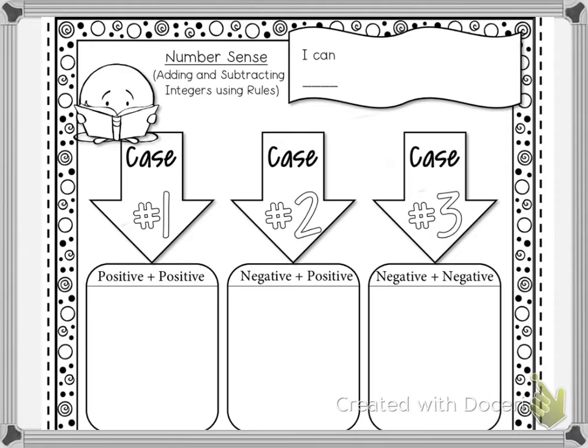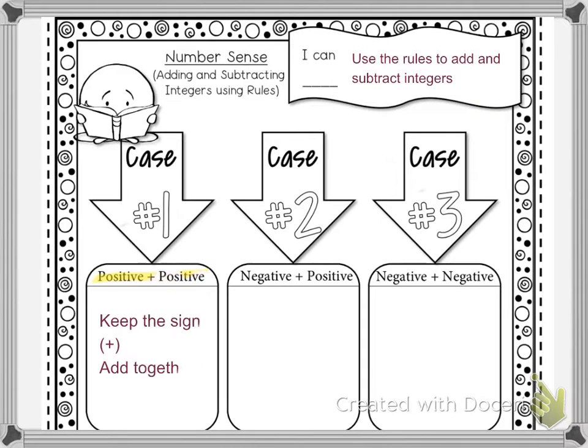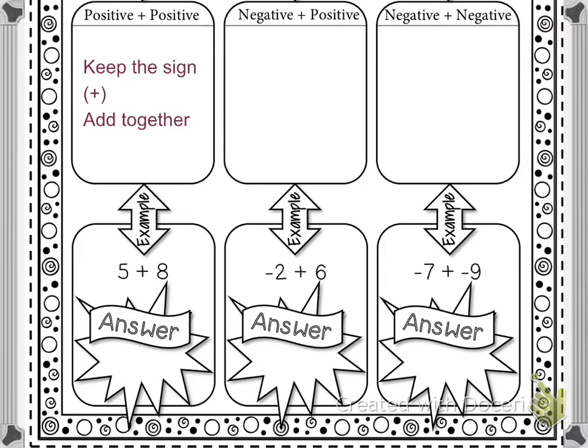So let's start off with our I can statement. I can use the rules to add and subtract integers. There are 3 rules that we are going to look at. The first one is if we have a positive number plus another positive number. For that rule, you are going to keep the sign, so that means that both of our numbers are going to stay positive and our answer is going to be positive, and you're just going to add them together.